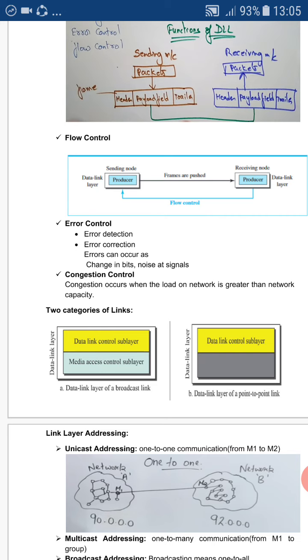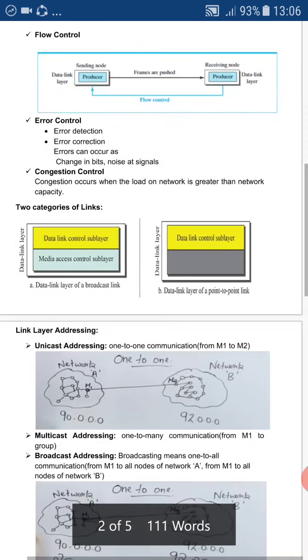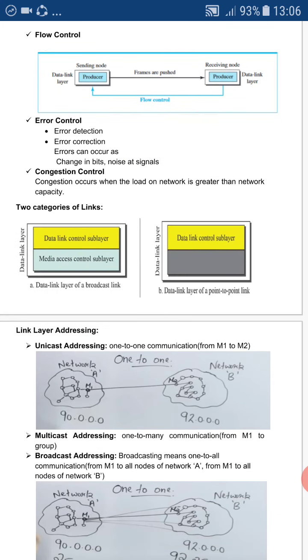That is, it occurs when the load on the network is more than the network capacity. To overcome this, we require congestion control. Now, we'll see the next topic, that is, two categories of data link layer. The data link layer is again divided into two sublayers.